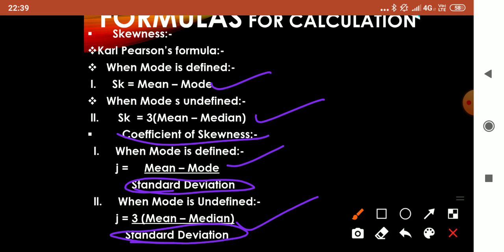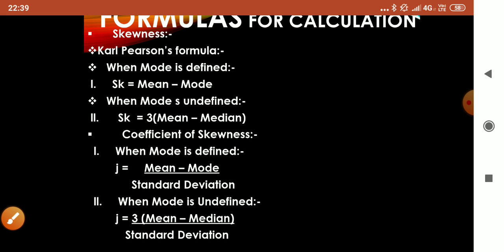So when mode is defined and when mode is undefined, these formulas you have to learn for the sums. This chapter is based on formulas, and if the formulas are learned, then your whole chapter will be understood. But if the formulas are not learned, then you will not be able to understand the chapter. The whole chapter is based on these formulas.